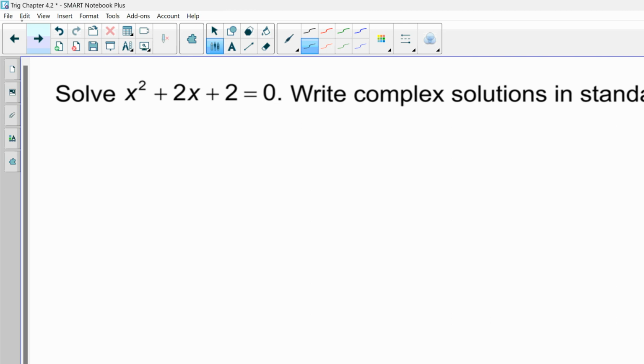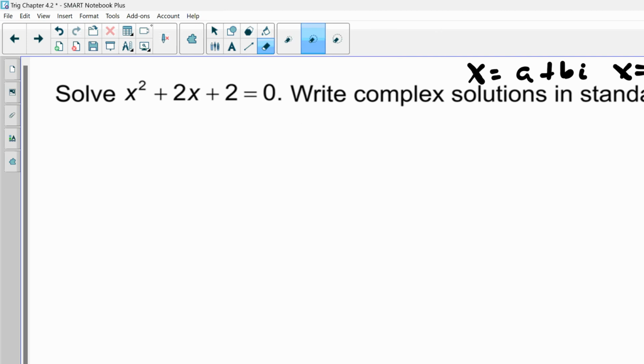Solve x squared plus 2x plus 2 equals 0, write complex solutions in standard form. What they mean by that is that x is equal to a plus bi, or x is equal to a minus bi. We need them in this form. Or if we wanted to, we can write them as a single term as a plus or minus bi. And according to the complex conjugate theorem, if a plus bi is a solution, a minus bi is a solution. If we have one, we have to have the other. We have to have its complex conjugate.